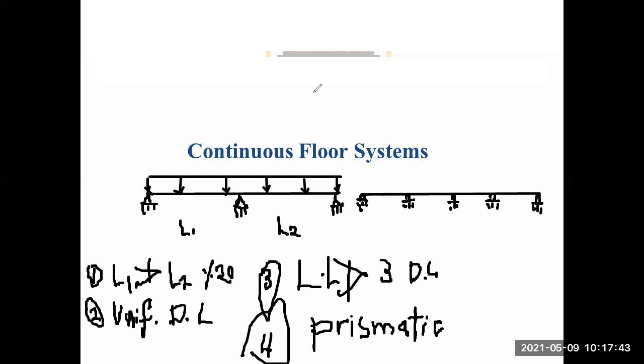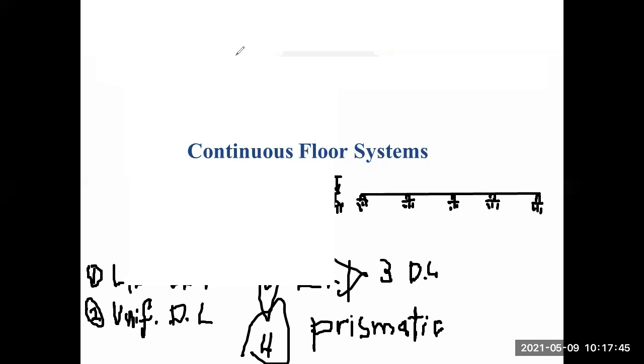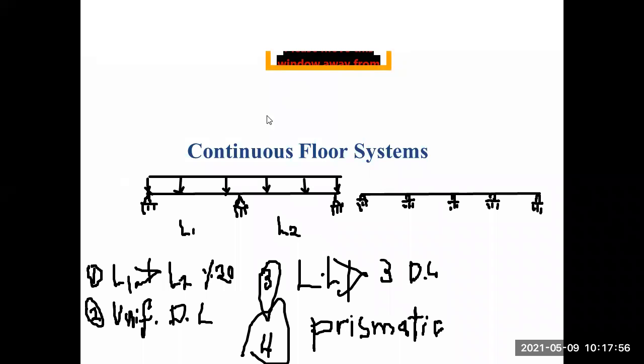Anyone knows what prismatic is? This is any prismatic chair. Nobody knows? Okay. Prismatic means that the section is of the same cross section all the way to the end.